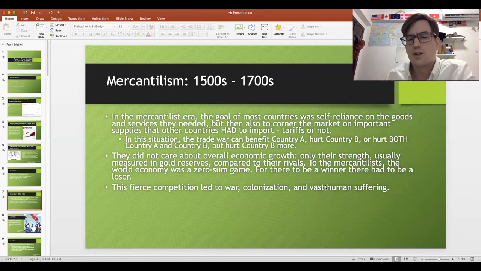The goal of most countries in this era was self-reliance on the goods and services they needed, but then also to corner the market on important supplies that other countries had to import, tariffs or not. In this situation, the trade war can benefit country A and hurt country B, or hurt both country A and country B, but hurt country B more, and A still wins.